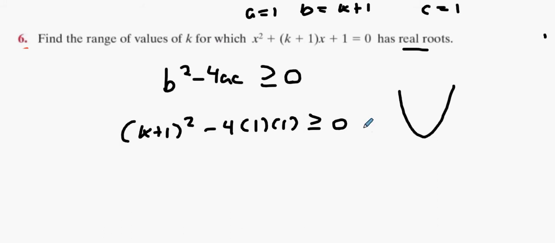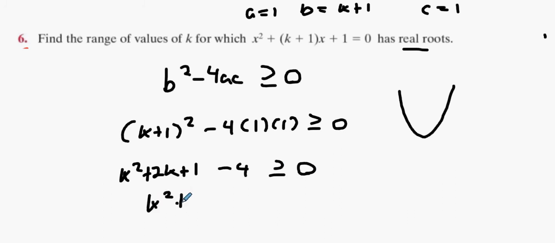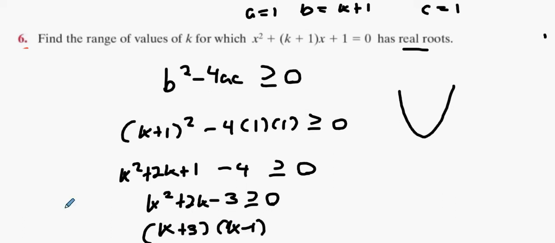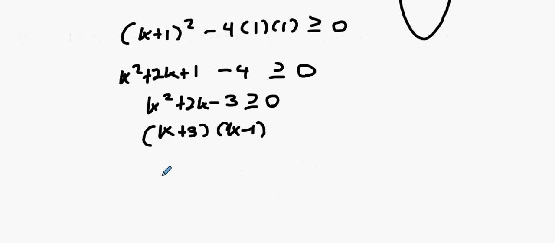Okay? So it's going to be k plus 1 by k plus 1, which we all hopefully know by now is k squared plus 2k plus 1. Take away 4, greater than or equal to 0. K squared plus 2k, take away 3, greater than or equal to 0. And then, what are my two k values then? K plus 3, k minus 1. And then we get k equals minus 3, k equals 1.